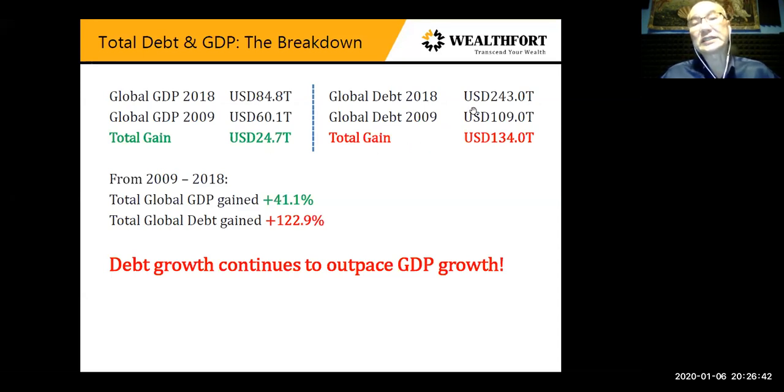Global debt in 2018 was 243 trillion. And global debt in 2009 was just 109 trillion. Total gain of 134 trillion. So here we can see that between 2009 and 2018, total global GDP gained only 41.1%, but total global debt gained 122.9%. So that means that debt growth continues to outpace GDP growth.